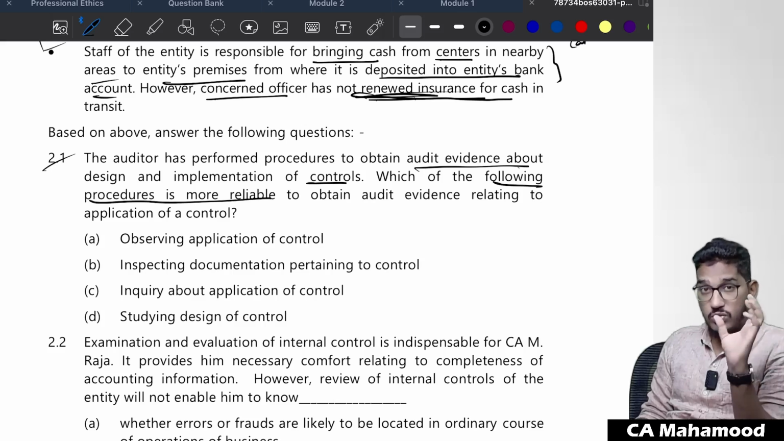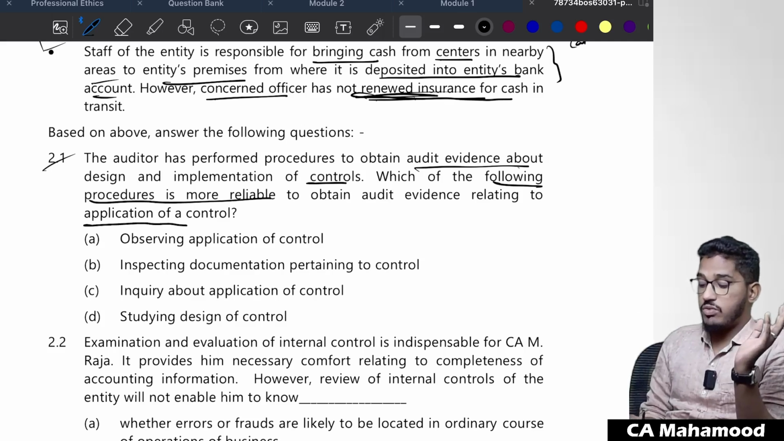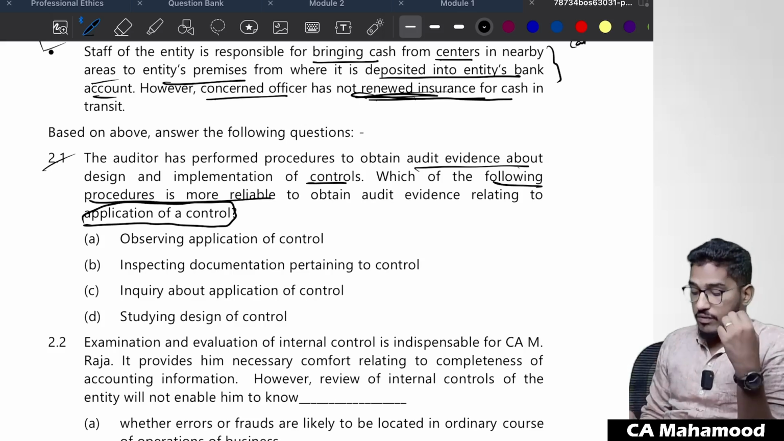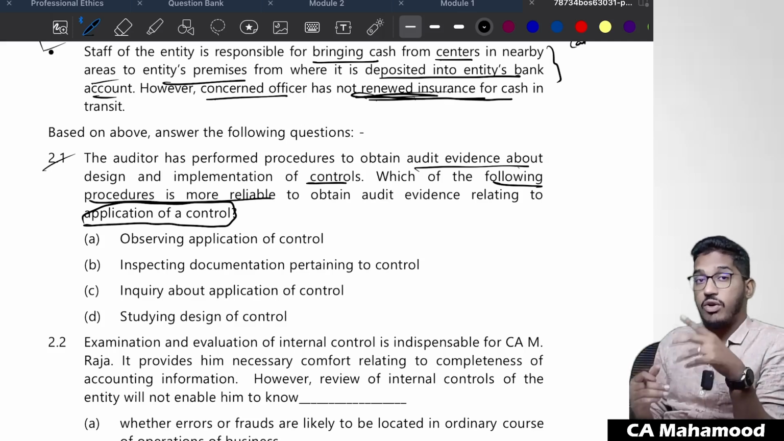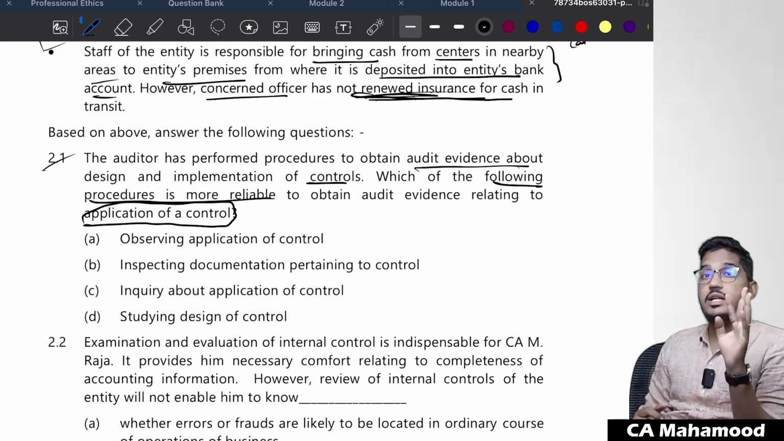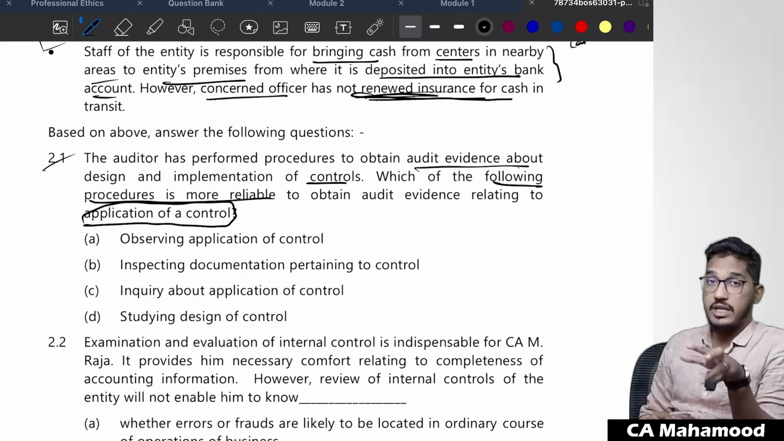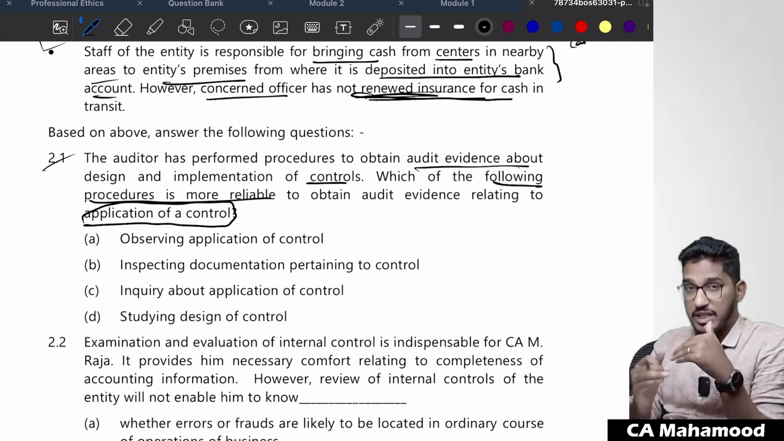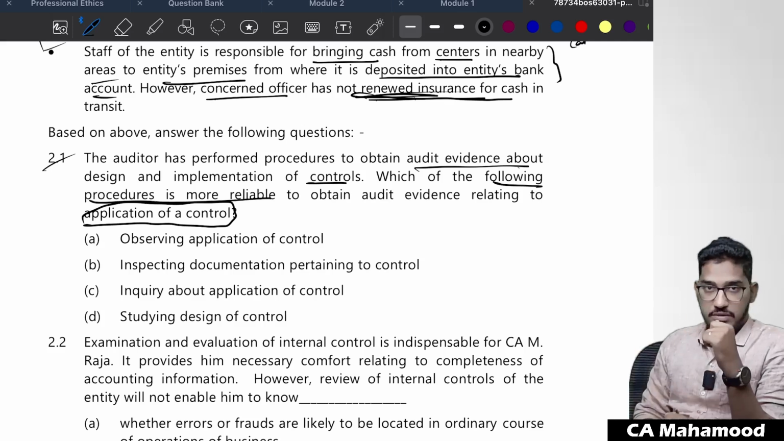That means whether the control is actually functioning properly or not. Application of control, see here, whether control is actually getting performed. You want to know whether control is actually working or not, which is the most reliable way. So if you want to know whether control is actually working or not, you have to go and observe when the control is getting performed. When you go and observe the actual application of the internal control, that will give you best evidence, no?